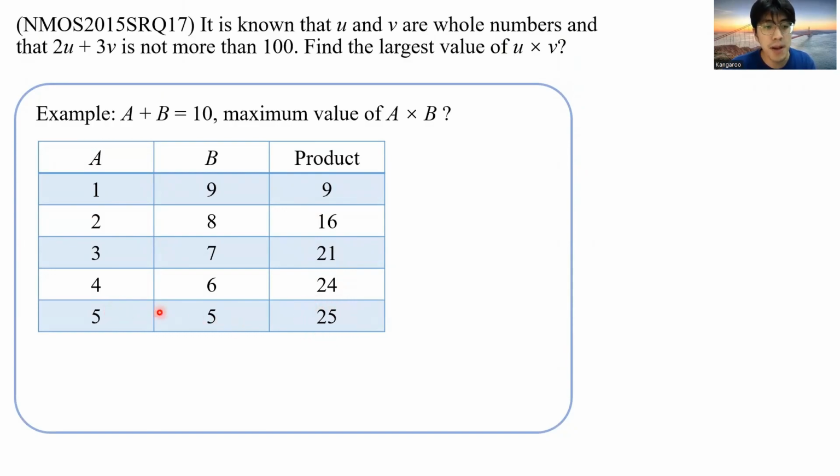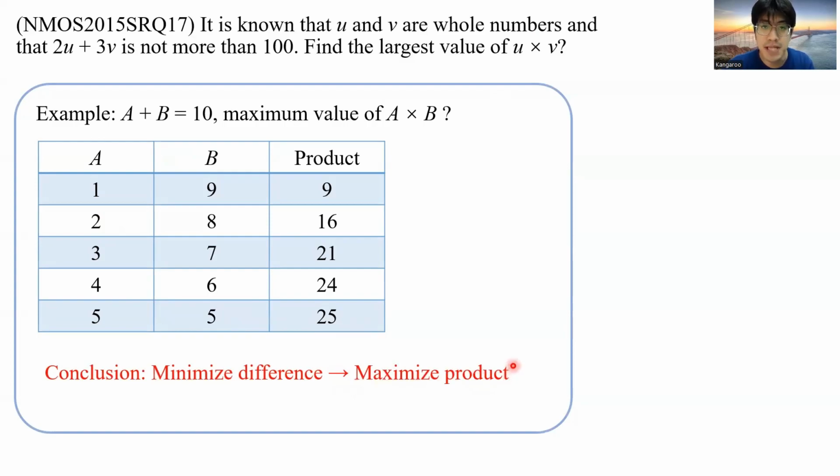The maximum product is obtained when the two numbers are equal to each other. So from this table, we can conclude that if we want to maximize the product of two numbers, we have to minimize their difference. Of course, you can prove this rigorously by using the difference of squares formula, but that's another story in secondary school. And there's a precondition to this conclusion: the sum must be fixed.